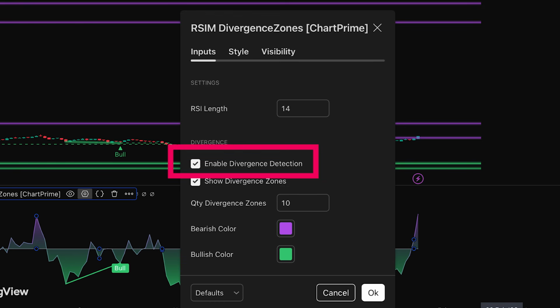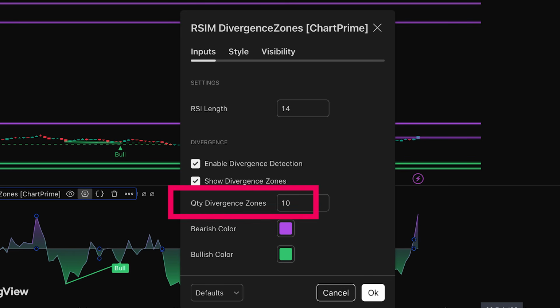Divergence detection. Make sure this is toggled on. It usually is by default. This is what powers the whole thing. Without it, you just get a fancy RSI with no zones or labels. Quantity of divergence zones. This is a game changer for chart readability. Set it to 5 to 10 to begin with. Too many zones equals a cluttered mess. Too few equals you miss recent structure. 10 is my sweet spot for most charts.